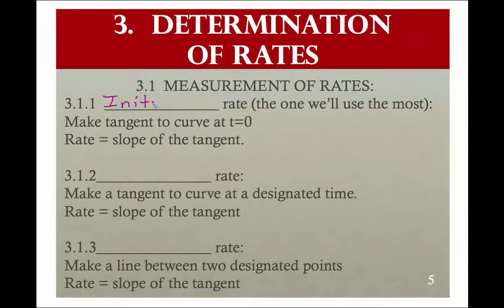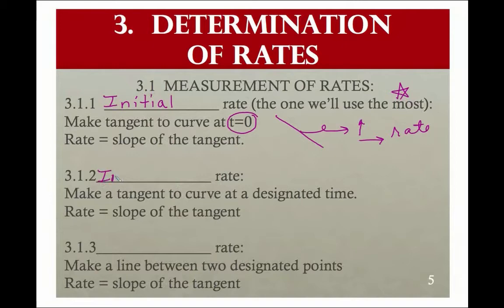The first is called an initial rate. And what is done, I'm going to show you this graphically in a minute. We're going to make a tangent to the curve at time equals 0. That's why we call it the initial rate. So if we have a tangent of the curve, what we'll do is we'll take the slope of that line, and the slope of that line is the rise over the run, aka the rate. That's called an initial rate, and that will be the most common that you're going to come across.